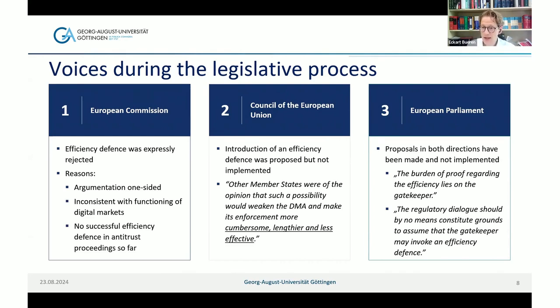And there has also been, this is quite interesting, a proposal to explicitly exclude efficiency arguments from the regulatory dialogue. So it was suggested, I've put it here on the slides, to add in Article 8 a provision saying that the regulatory dialogue should by no means constitute grounds to assume that the gatekeeper may invoke an efficiency defense. And also this amendment was not accepted. So we don't have a completely clear-cut picture from the legislative process. So we should look into indications in the DMA itself.